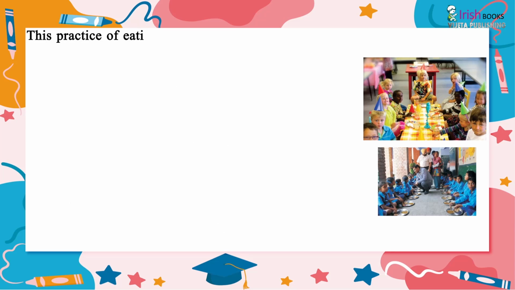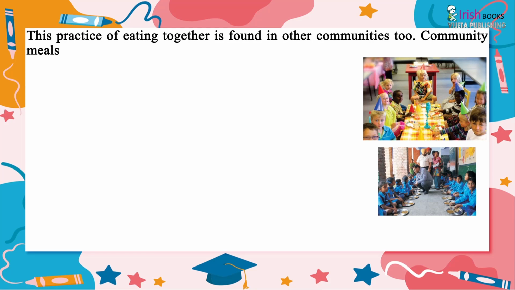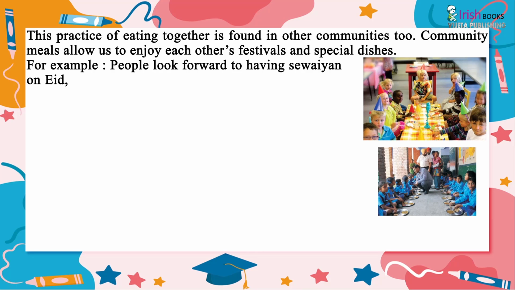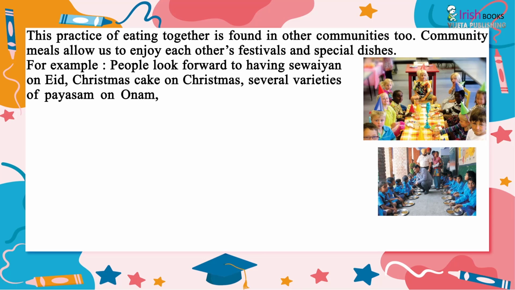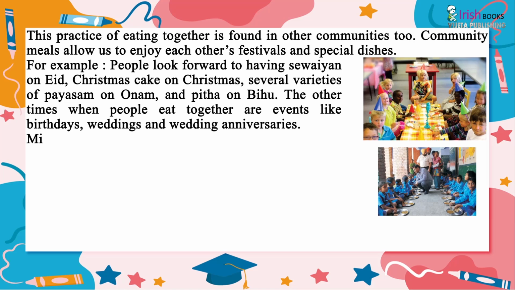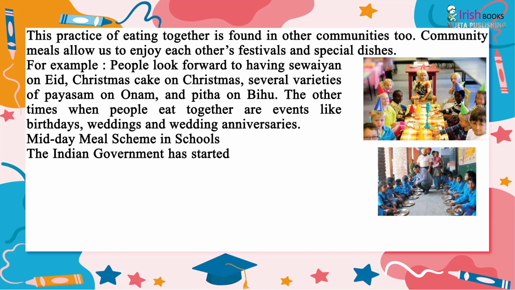This practice of eating together is found in other communities too. Community meals allow us to enjoy each other's festivals and special dishes. For example, people look forward to having sevaiyan on Eid, Christmas cake on Christmas, several varieties of payasam on Onam, and pitha on Bihu. The other times when people eat together are events like birthdays, weddings, and wedding anniversaries.